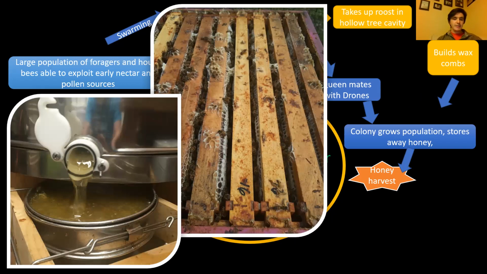So here we have a honey harvest. Between these frames you can see that white wax. All that white wax is really new wax, and the cells in these frames are all full of honey. I have an extractor pouring out the golden sweet stuff.